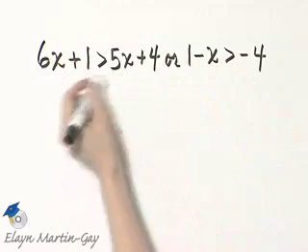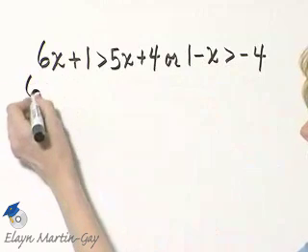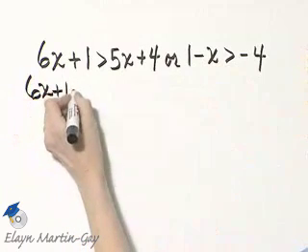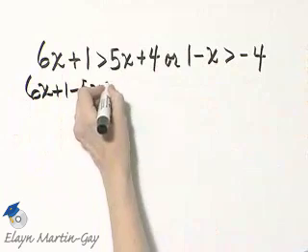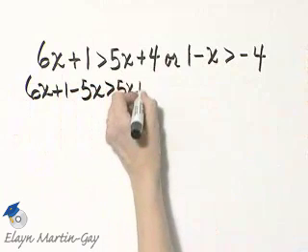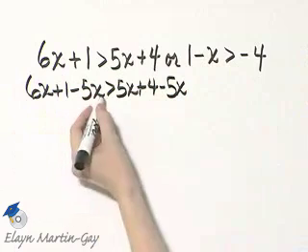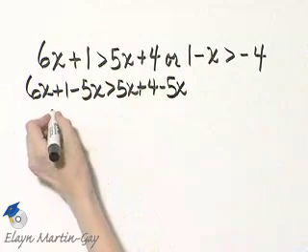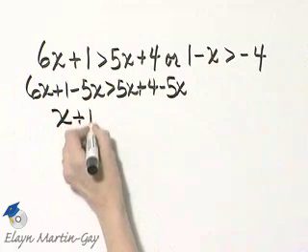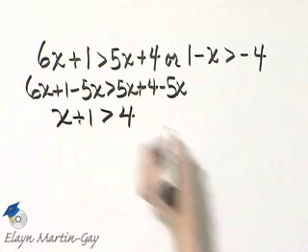I will subtract 5x from both sides. So I'll have the left side, I'll subtract 5x. And the right side, I'll subtract 5x. Notice I have 6x minus 5x, which is x, so that's x plus 1 is greater than 4.